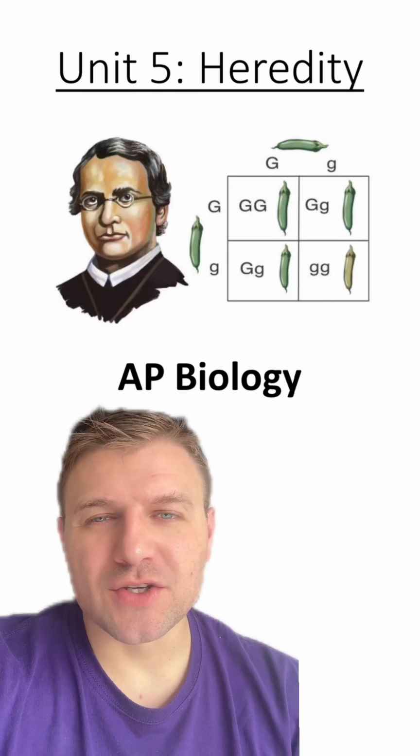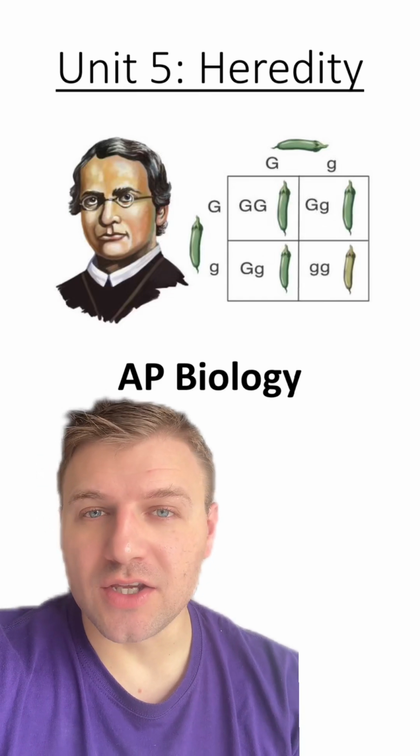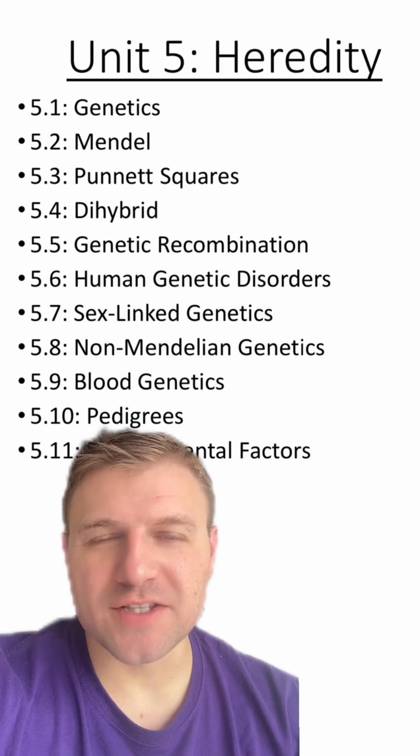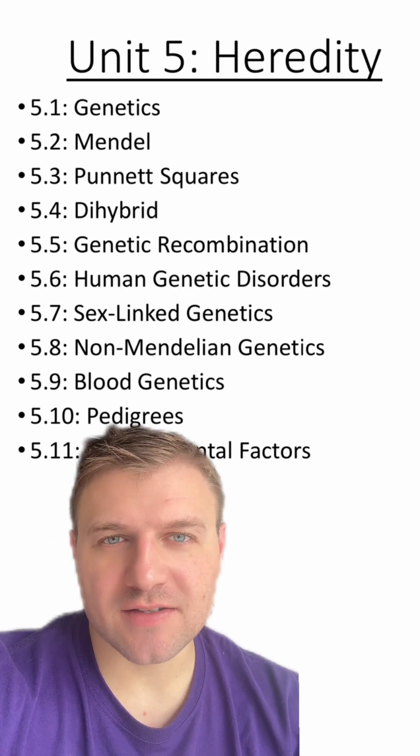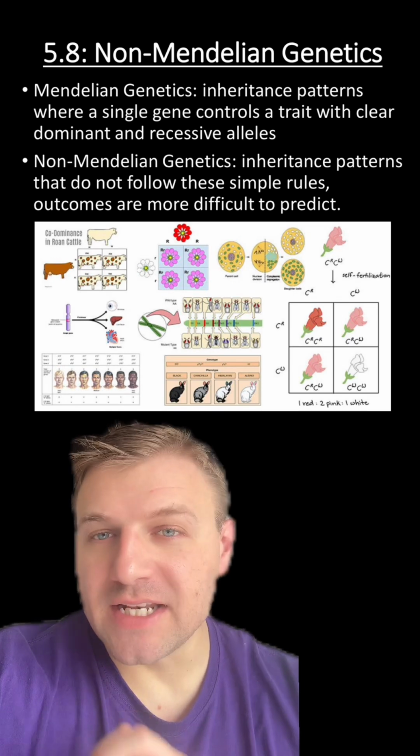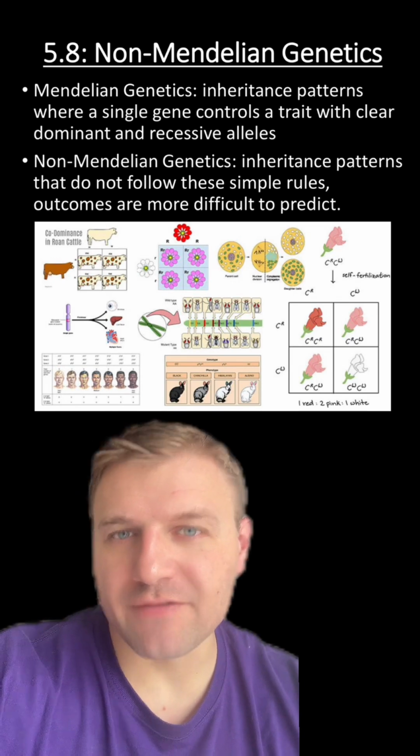Hello AP Biology students, we're going to go over the 8th section in Unit 5. And in this section, we're going to talk about something called non-Mendelian genetics. It's important to understand the difference between Mendelian and non-Mendelian genetics after this section.